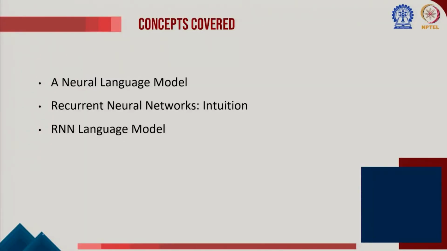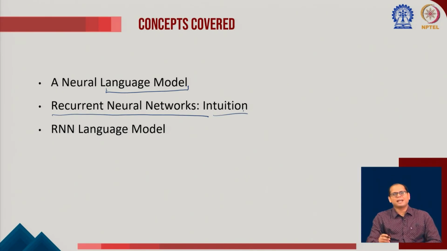So what are we going to cover in this lecture? We'll talk about a neural language model. Till now we talked about language modeling as an n-gram language model, the classical NLP. But what do we have to do towards going for a neural language model? And then we will progress from there to recurrent neural networks. We'll provide some intuition behind this network, and then we will talk about language modeling based on recurrent neural networks. So that will be this lecture's content.